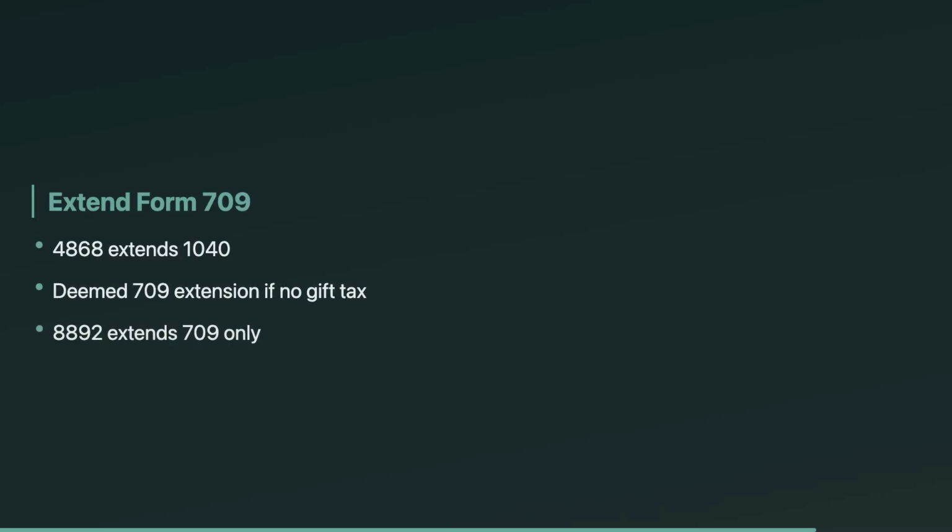Extensions are tested constantly. If you extend Form 1040 using Form 4868, you're deemed to have extended Form 709 too, but only if no gift tax is due with the extension. If you're not extending the 1040, you can extend Form 709 separately using Form 8892. Translation: 4868 can carry the 709 extension, but 8892 is the standalone option.